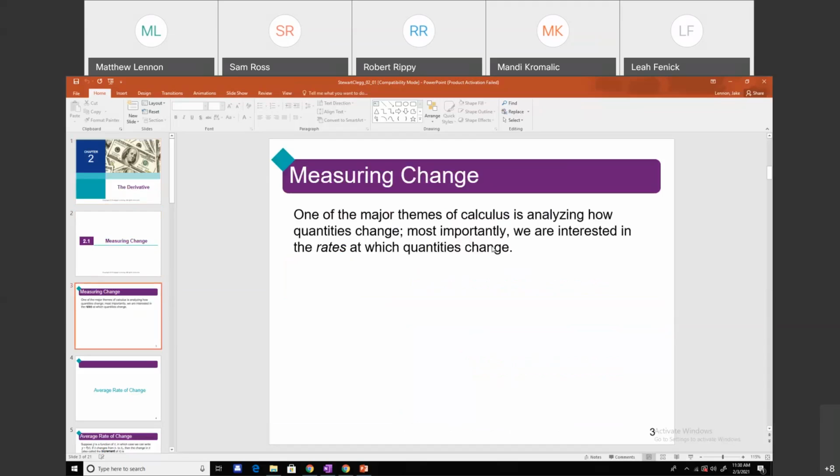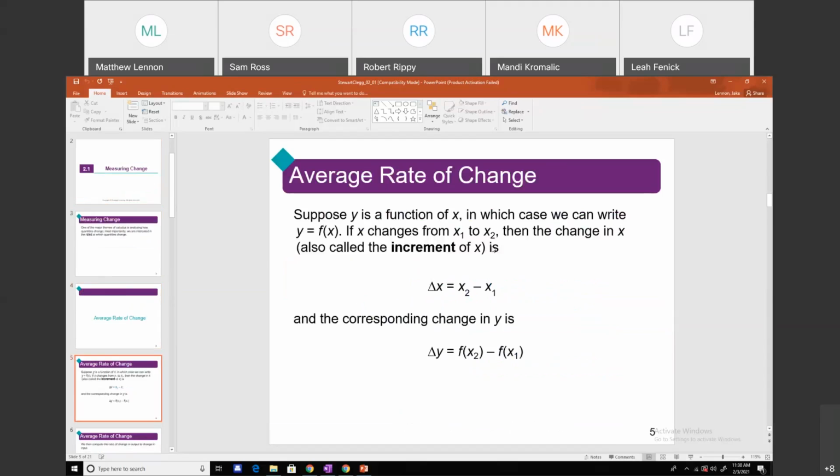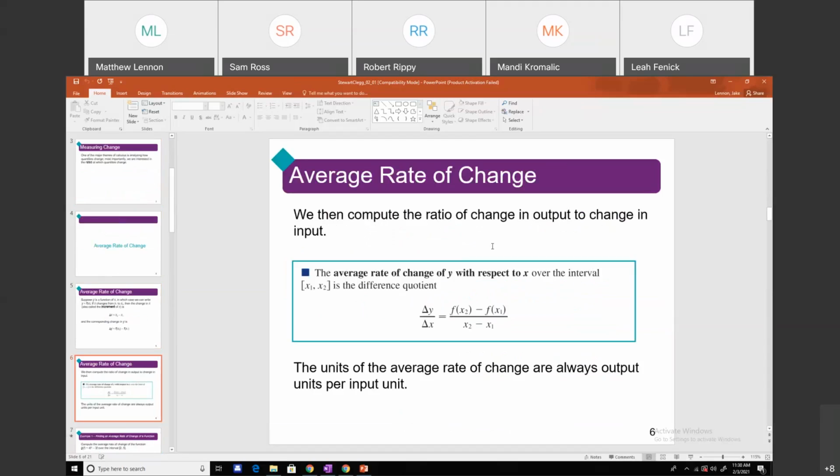So again, talking about how things change, the average rate of change. We've got our delta x and delta y, and if you take that ratio, you get the average rate of change. So f of x2 minus f of x1. I use b and a. It doesn't matter what you call your endpoints on your interval.